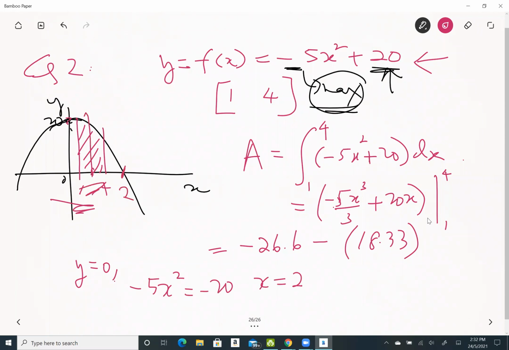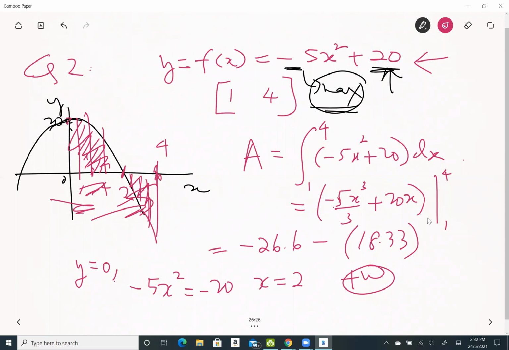Okay, intercept is 2. So when you go to 4, that would already be negative. So our area is actually the sum of those two parts, the negative part and the positive part. That's why you got a negative area. We don't deal with negative area; we want to do only positive area. But why did you get negative? Because up to 4, it is already negative.